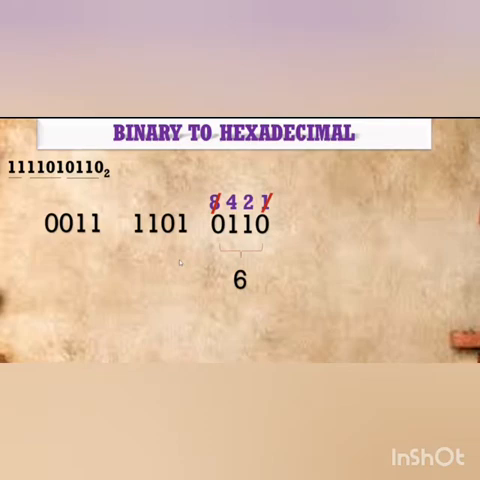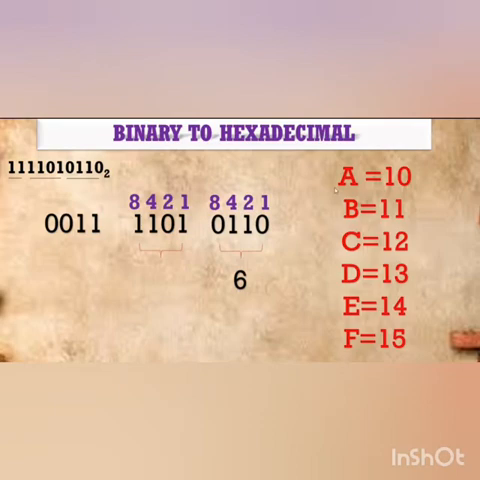Okay. So the next group, the second group, you just see that 1, the value is 8. 1, the value is 4. 0, 0 means we don't want to consider, so you have to cut the 2. Then 1, the value is 1. Now you have to add the values. 8 plus 4 plus 1, that is 13. The hexadecimal value of 13 is D.